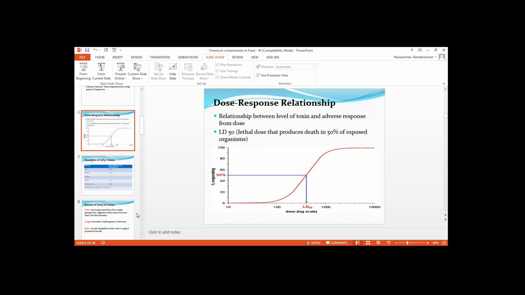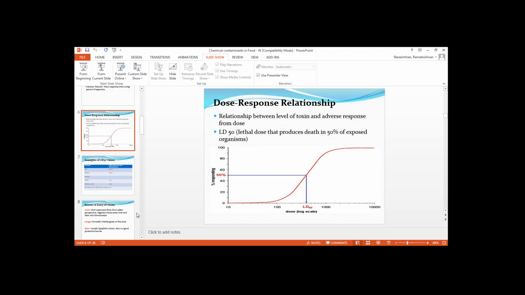You don't come across any response until a level is exceeded. This is known as NOEL, which stands for no observable effect level. Above this level, the effects will be observable, and that's what I mentioned to you just a few minutes ago. This relationship can be shown on a dose-response curve as shown on the slide.